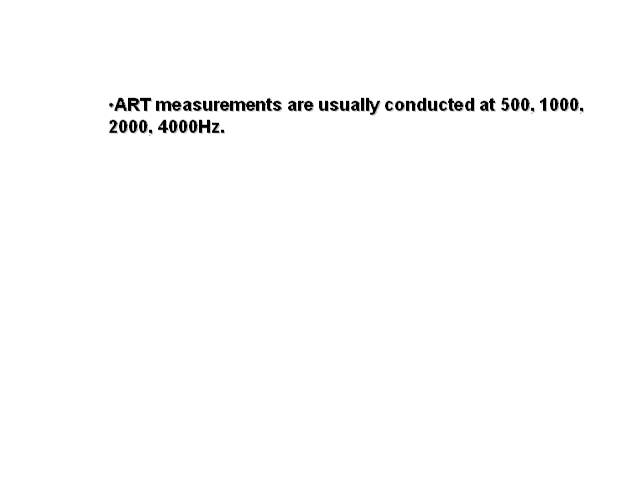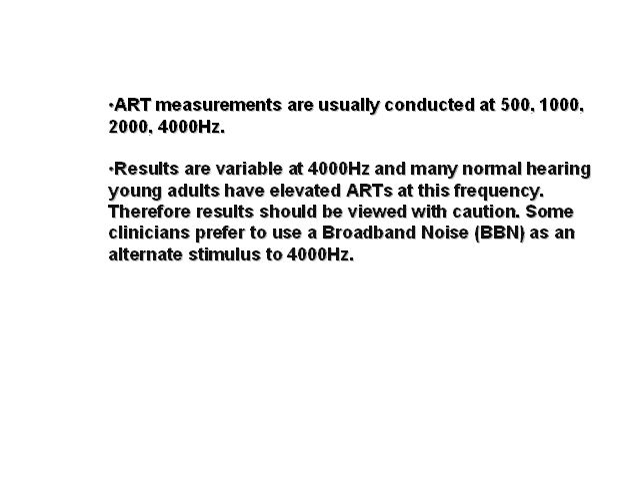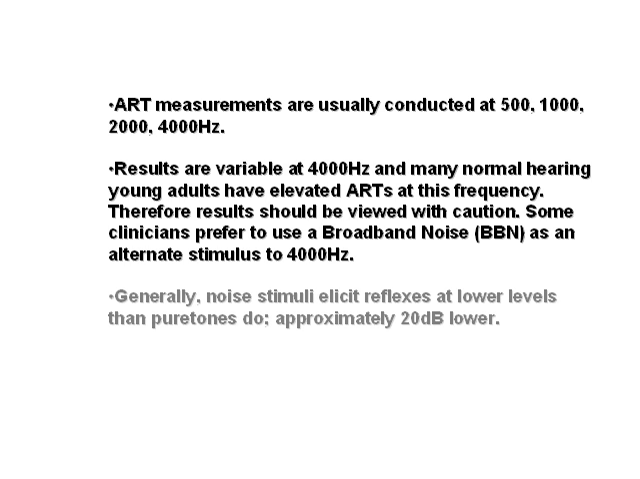Acoustic reflex measurements are usually conducted at 500, 1000, 2000 and 4000 Hz. Results are variable at 4000 Hz, and many normal hearing young adults have elevated ARTs at this frequency. Therefore, results should be viewed with caution. Some clinicians prefer to use a broadband noise as an alternate stimulus to 4000 Hz.